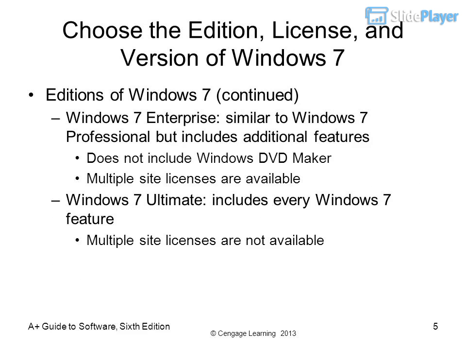Choose the edition, license, and version of Windows 7. Editions of Windows 7, continued. Windows 7 Enterprise is similar to Windows 7 Professional but includes additional features. It does not include Windows DVD Maker, and multiple site licenses are available. Windows 7 Ultimate includes every Windows 7 feature. Multiple site licenses are not available.